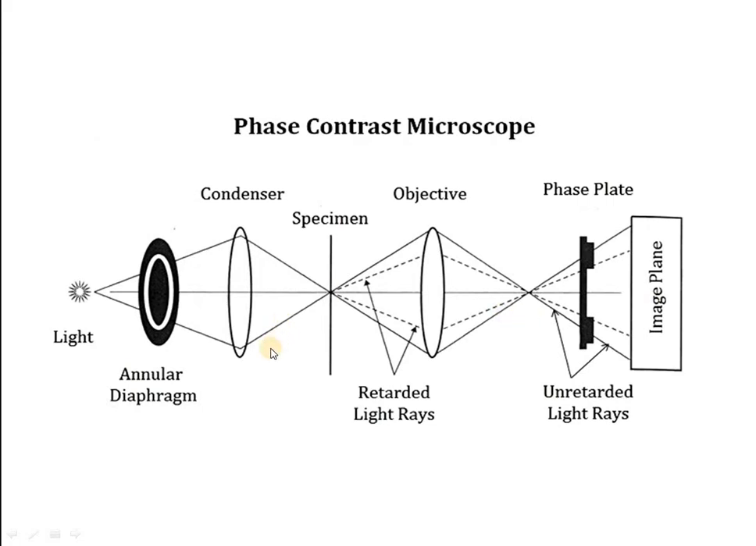So this is a diagrammatic representation of the light pathway in the phase contrast microscope. Here you can find that this is the source of light. Then you have a condenser lens. In between the light and condenser lens, there is an annular diaphragm. This is one part of the phase contrast microscope. Then the light passes through the specimen as in the bright field microscope, and then it passes through the objective as in the bright field microscope, and finally it passes through a phase plate. So this annular diaphragm and phase plate are responsible for generation of the images in the phase contrast microscope.